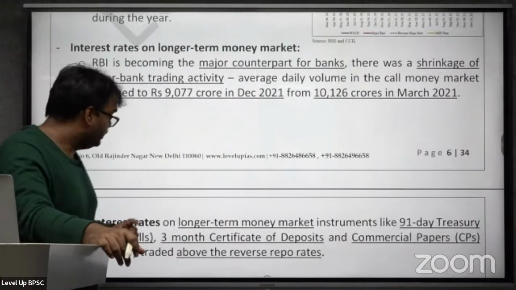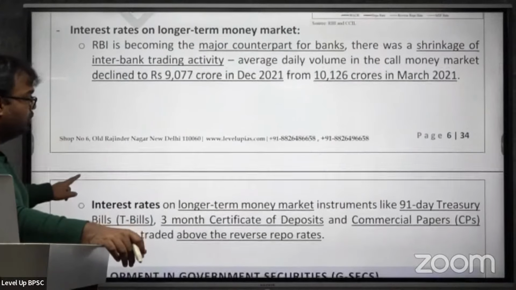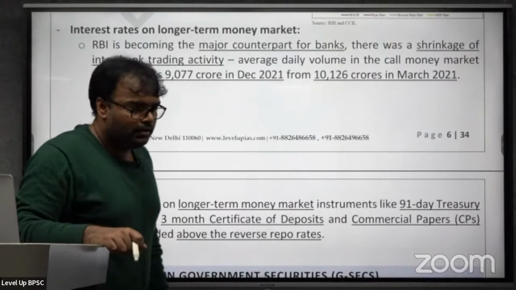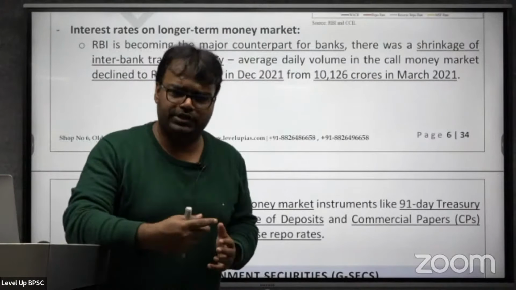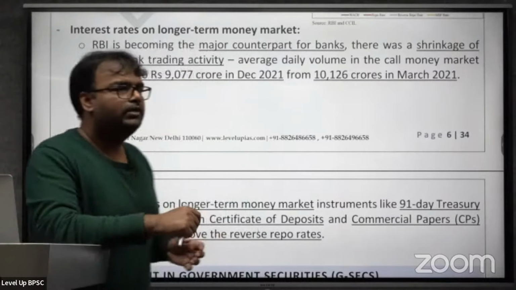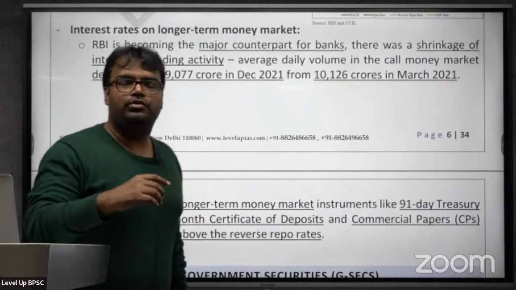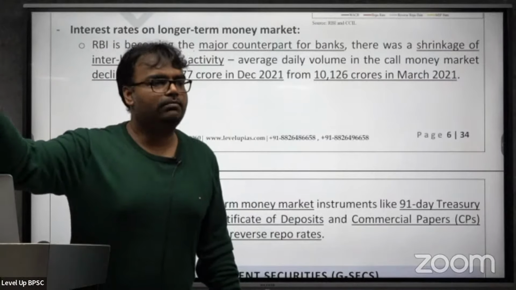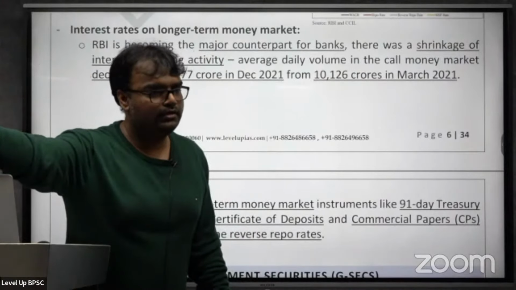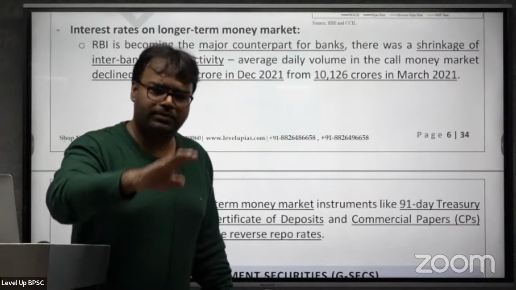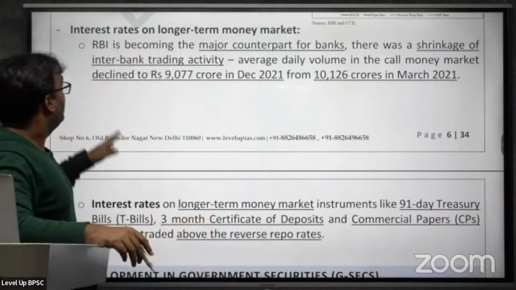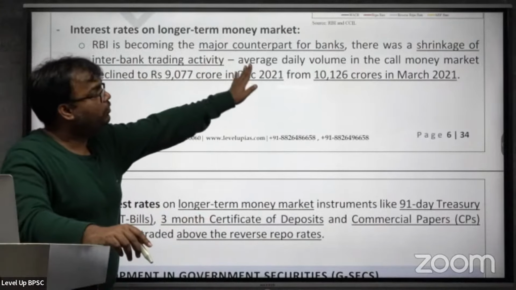Now to understand this interest rate on longer term money market, you first have to understand this, that RBI has reduced interest rates so much that जो कॉल मनी मार्केट ना वहां पे ज्यादा लोग नहीं जा रहे हैं, they are borrowing most of the money from RBI because RBI का इंटरेस्ट रेट इतना कम हो गया है. Now RBI is becoming the major counterpart for banks.